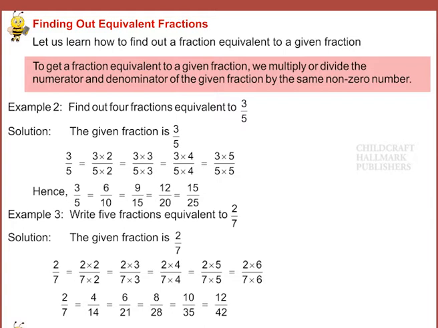Example 2. Find out 4 fractions equivalent to 3 by 5. Solution. The given fraction is 3 by 5. 3 by 5 is equal to 3 into 2 by 5 into 2, is equal to 3 into 3 by 5 into 3, is equal to 3 into 4 by 5 into 4, is equal to 3 into 5 by 5 into 5. Hence, 3 by 5 is equal to 6 by 10, is equal to 9 by 15, is equal to 12 by 20, is equal to 15 by 25.